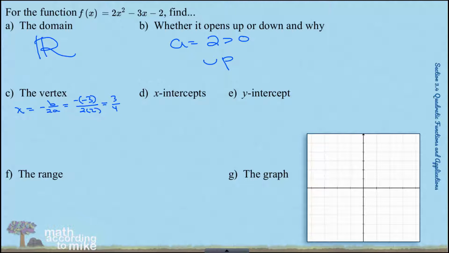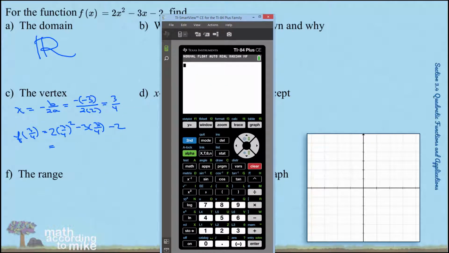To find the y-coordinate, we put 3/4 back into the function. So we'll say 2 times 3/4 squared minus 3 times 3/4 minus 2 equals, I don't know. It's over here. You can't see it, but I promise it's there. Did I not write it down? Oh my gosh. Let me pull in the big guns here. All right. 2 times 3/4 squared minus 3 times 3/4 minus 2.